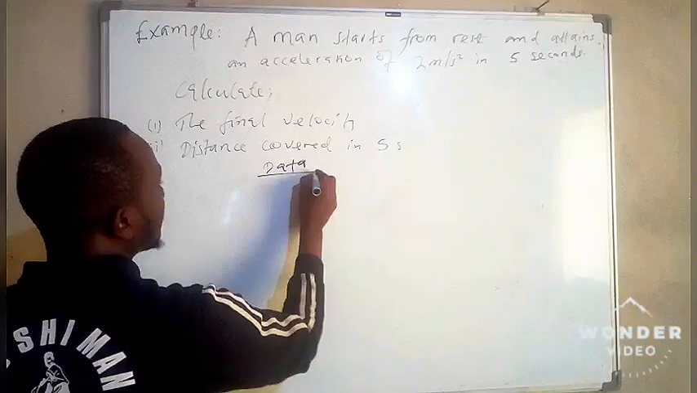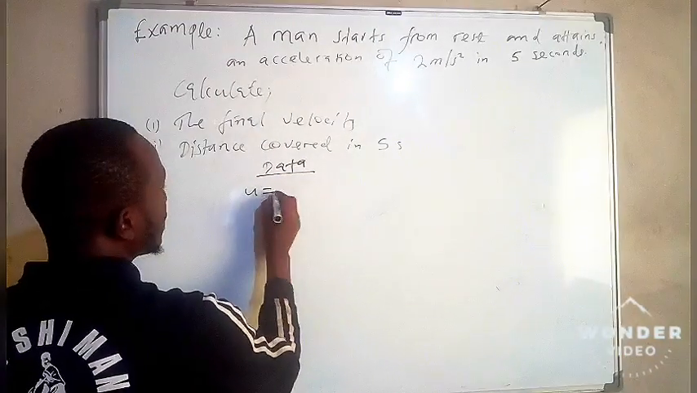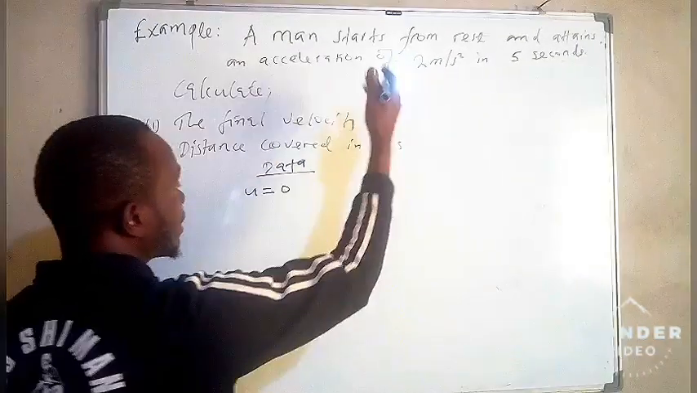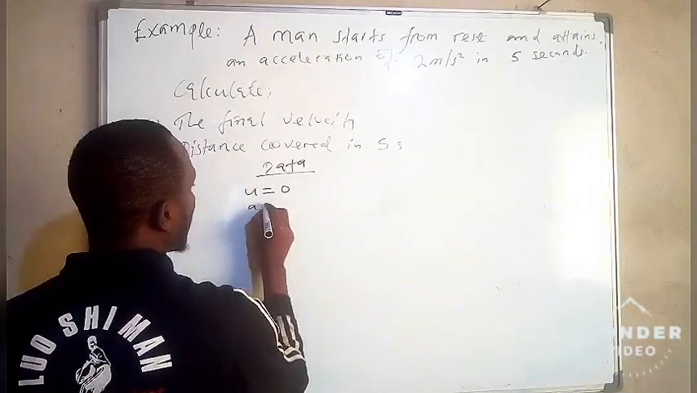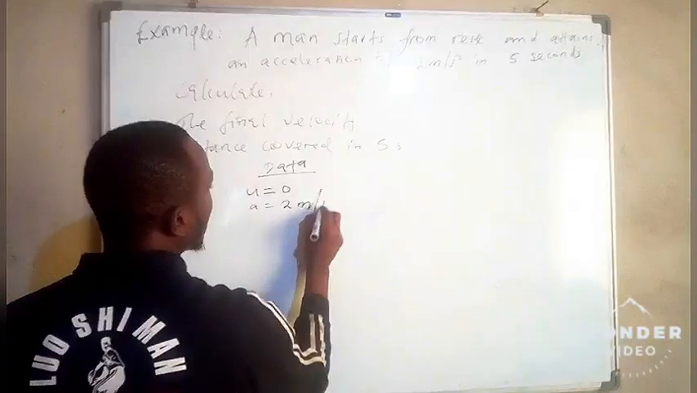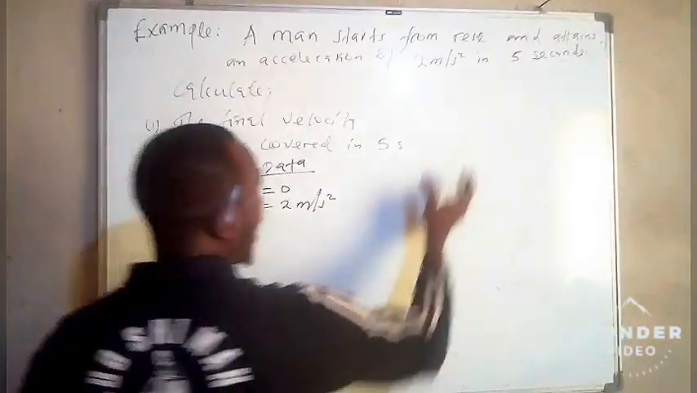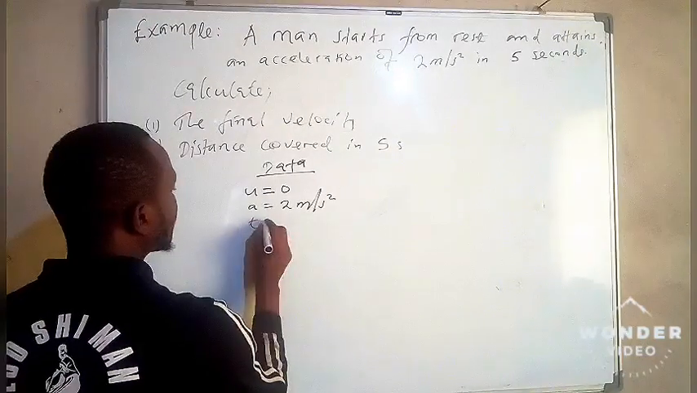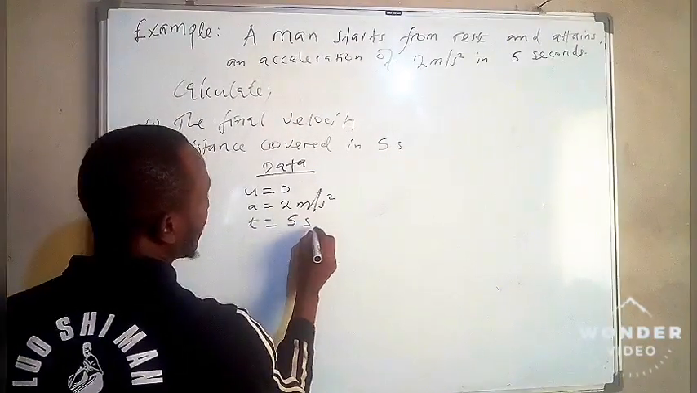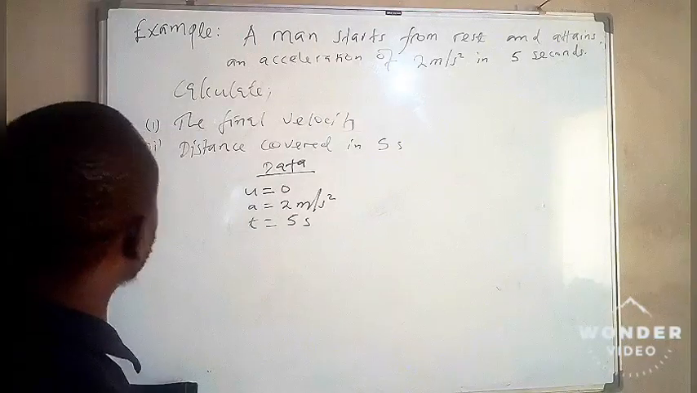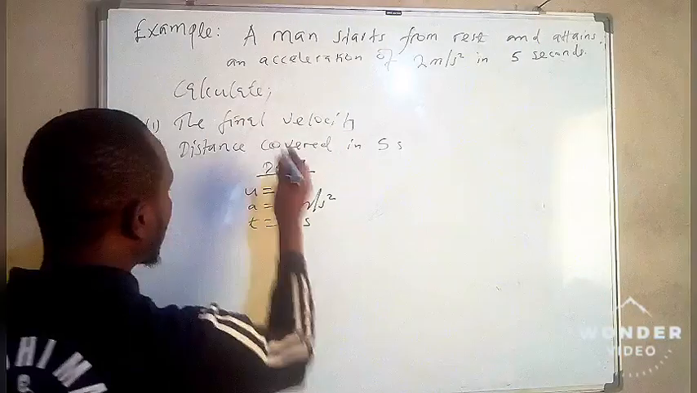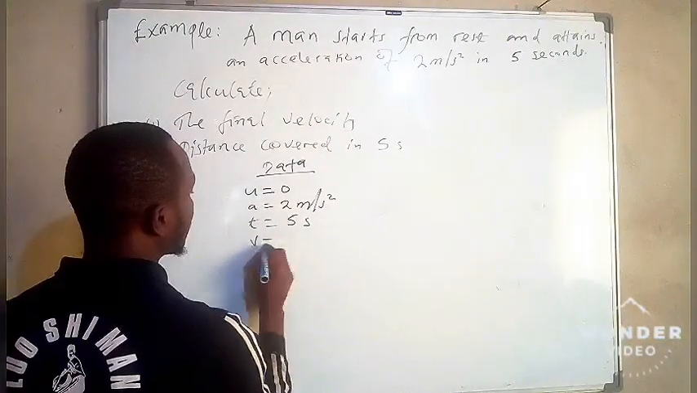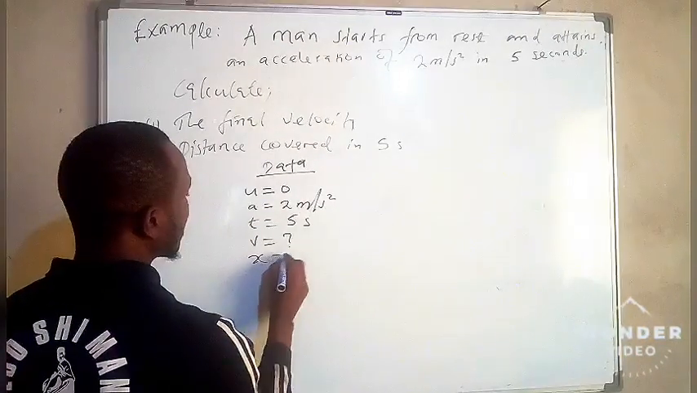So let's come up with the data. Initial velocity, which is u, is equal to 0, from rest. It means the initial velocity is 0. And attains an acceleration of 2 meters per second squared, so a is equal to 2 meters per second squared. And the other thing that we've been given there is time, which is 5 seconds. Now we are going to calculate the final velocity and the distance covered in 5 seconds. Here we do not have the final velocity and we do not have the distance.